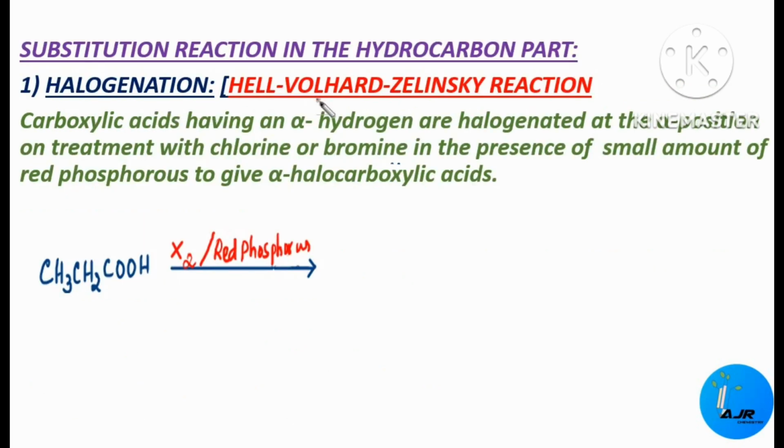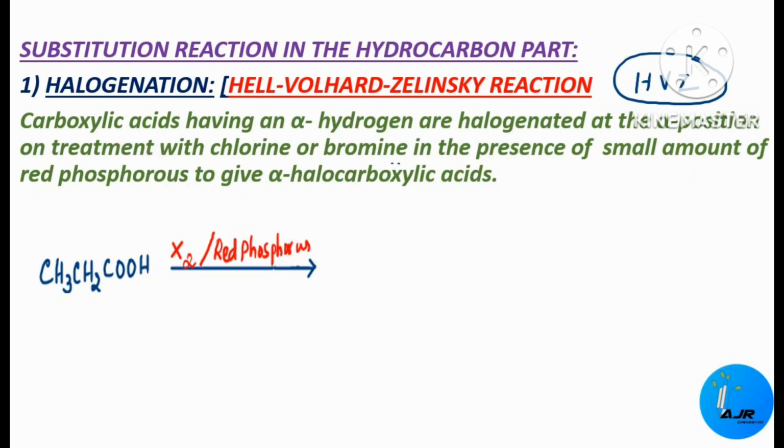Next important reaction is the substitution reaction in the hydrocarbon part. The first one is halogenation, and there is a specific name for this type of reaction, that is the Hell-Vollhard-Zelinsky reaction, shortly written as the HVZ reaction. So let us see what is happening here. A carboxylic acid having an alpha hydrogen atom is halogenated at the alpha position on treatment with chlorine or bromine in the presence of a small amount of red phosphorus to give alpha halocarboxylic acid.